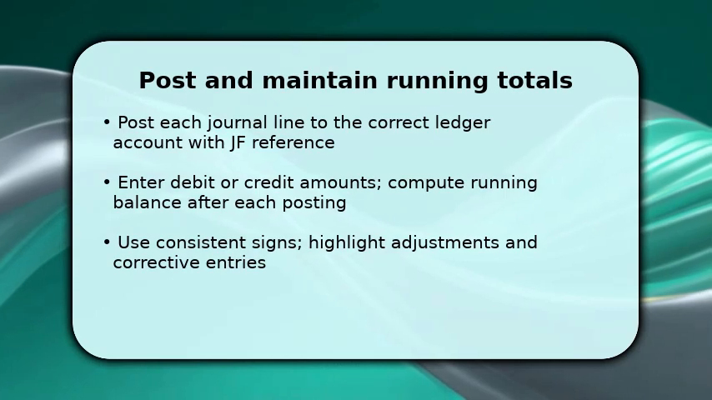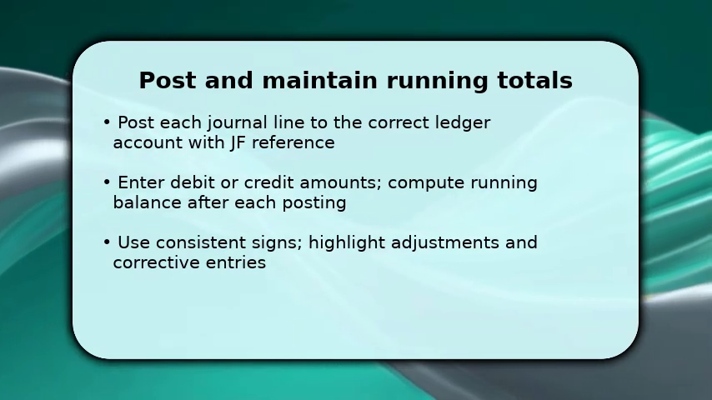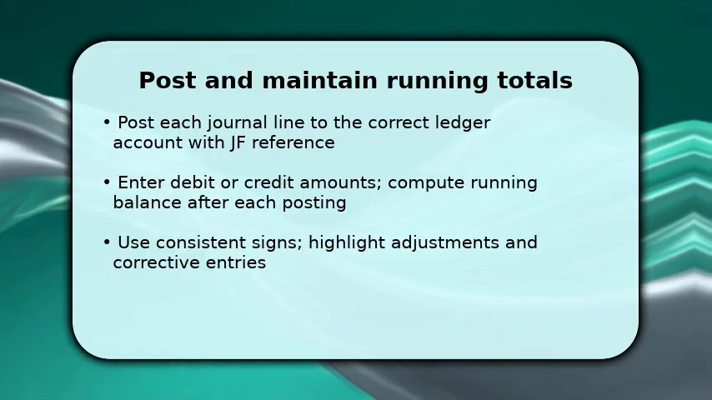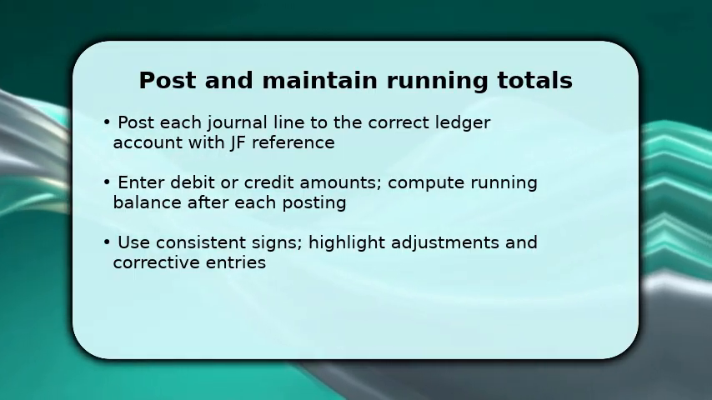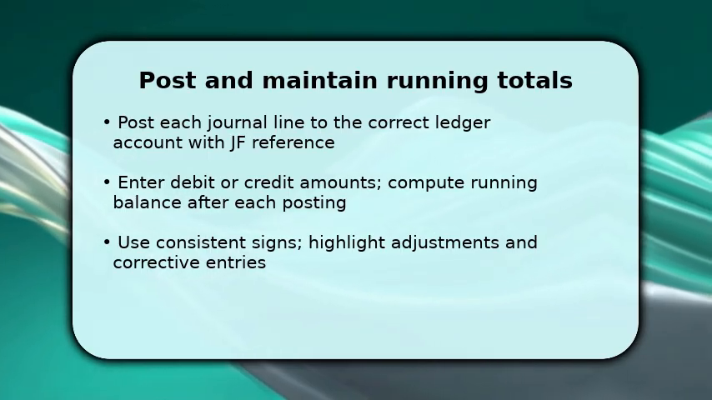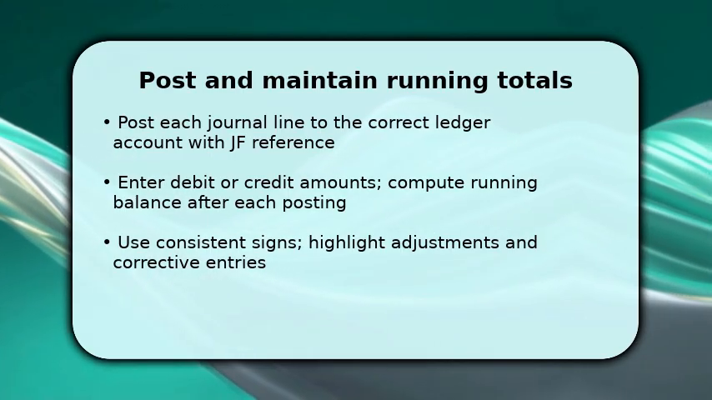You now post every journal line into its corresponding ledger account using the journal folio reference to keep cross-check simple. As you enter debit or credit amounts, calculate the running balance so you can spot anomalies quickly. This helps you catch transposition errors.